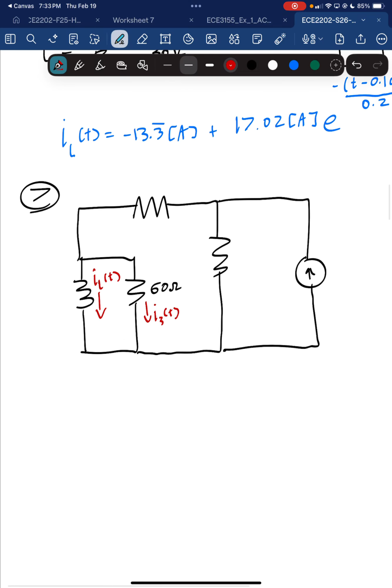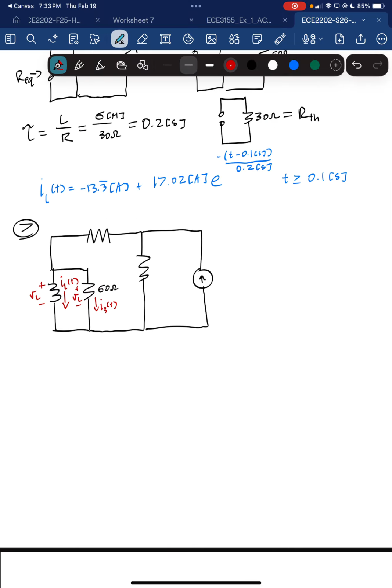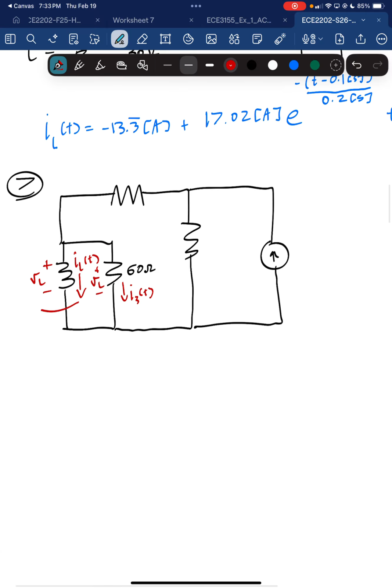So would you agree with me when I say that if we were to find the voltage VL across this inductor, we could use that to then solve for I3? Because the voltages are the same. That's just a definition of circuits. Components in parallel have the same voltage across them. So if we can find the voltage across this inductor, we have the voltage across the 60 ohm resistor, and then we can use Ohm's law to solve for I3.